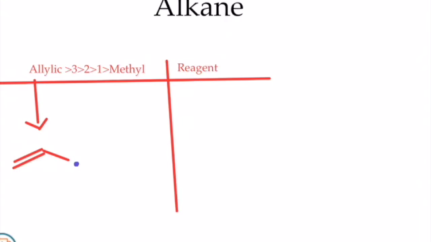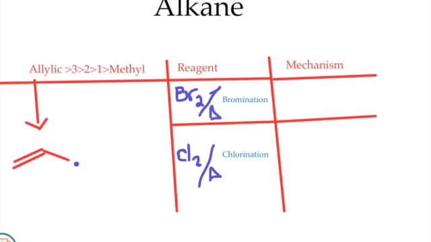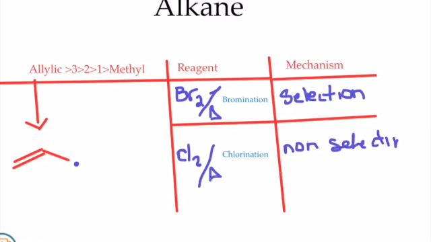Remember that the reagents for these reactions are either bromide, with heat or light, or chloride, with heat or light. Please note that bromination is very selective. It will always go to the side that is most substituted. Chlorination, in the other case, is non-selective. This means that with chloride we get all possible products.